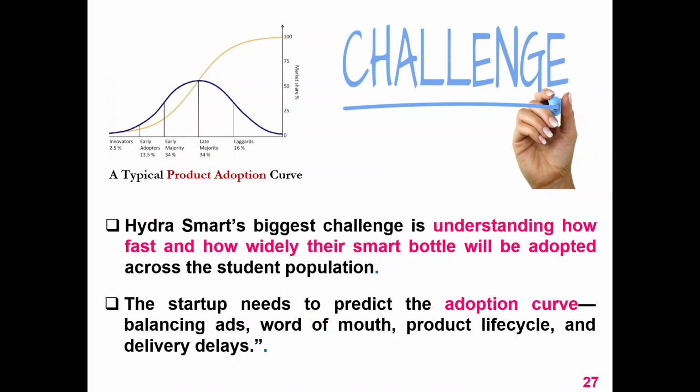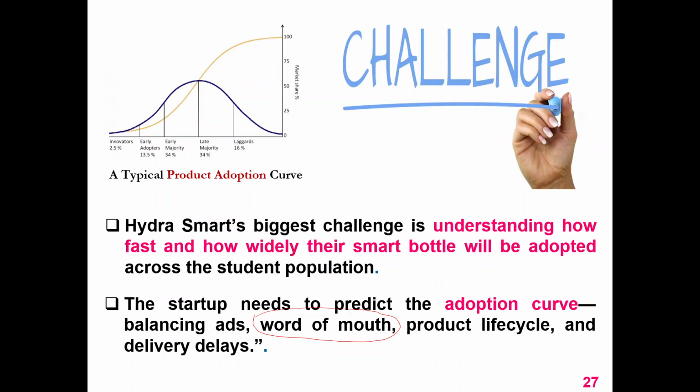So in all of these things mentioned here, balancing word of mouth basically can't be balanced, while other things like advertisements, life cycle, and delivery days are things that can be controlled by the company. And by varying these parameters, the company might want to predict how the product will be adopted by the users. This is the whole setting of the problem.